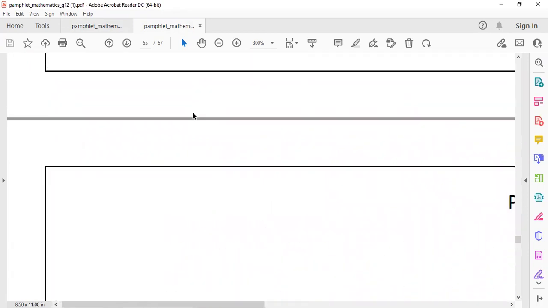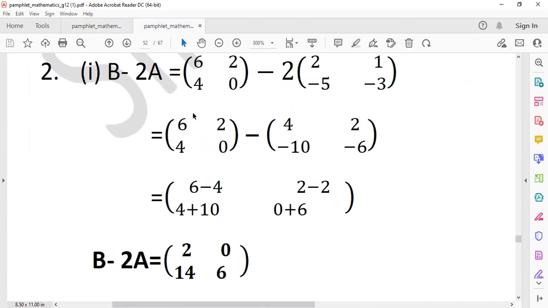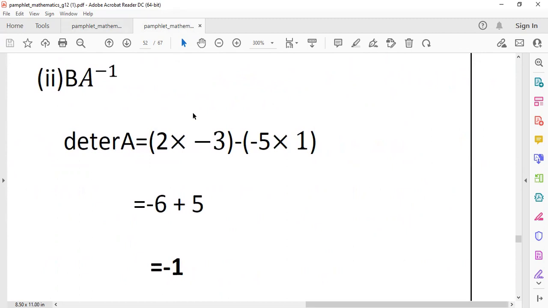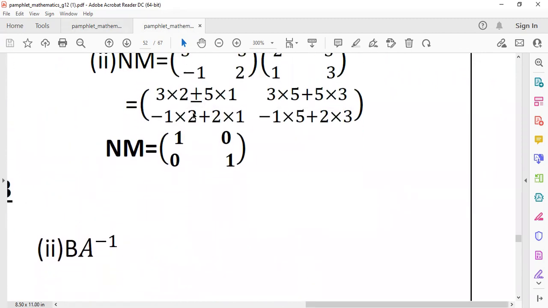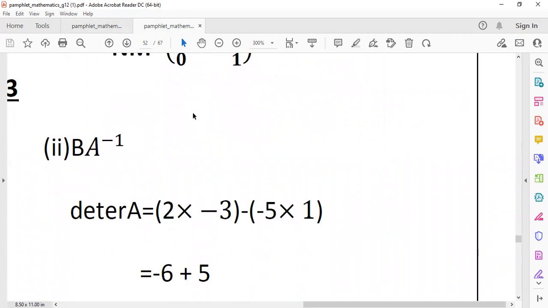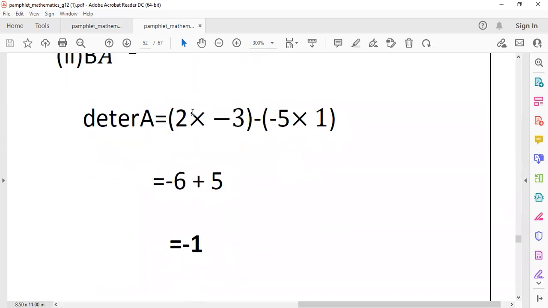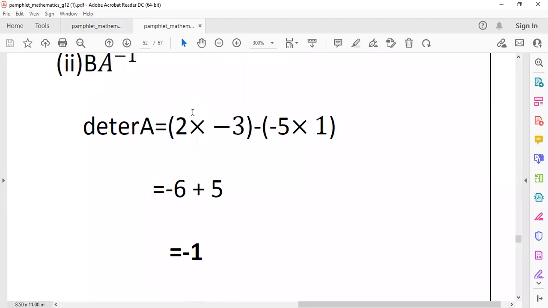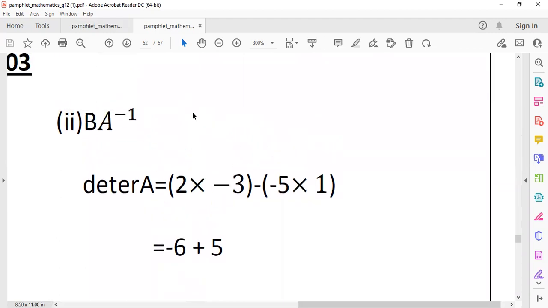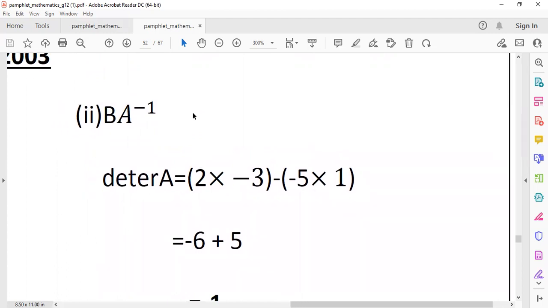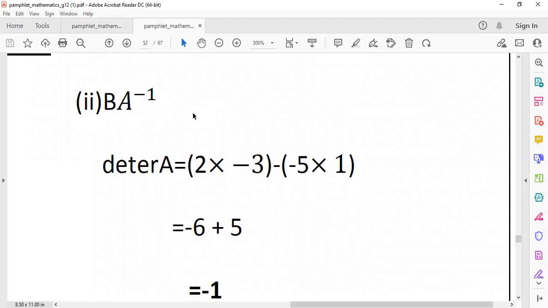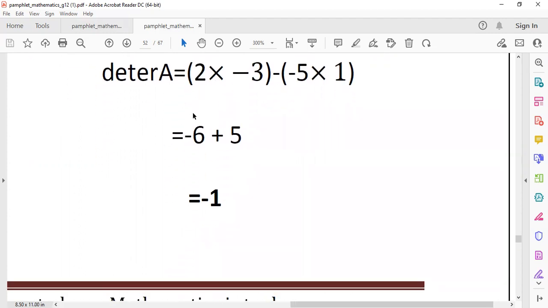So let's see. Where's the solution? Oh, before we proceed, I rushed on this one. So our determinant was negative 1. We were not finding the determinant, rather it's B times the inverse of A. I'm sorry for that. Let's find the inverse of A.